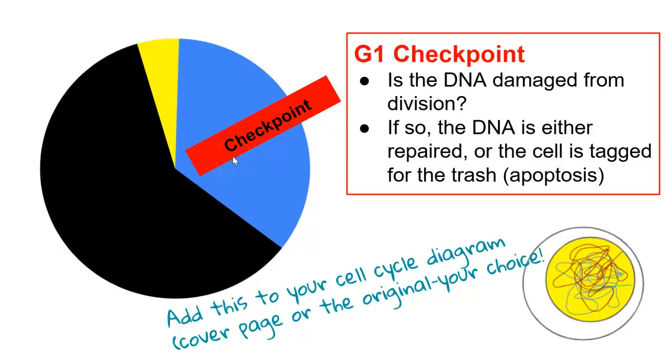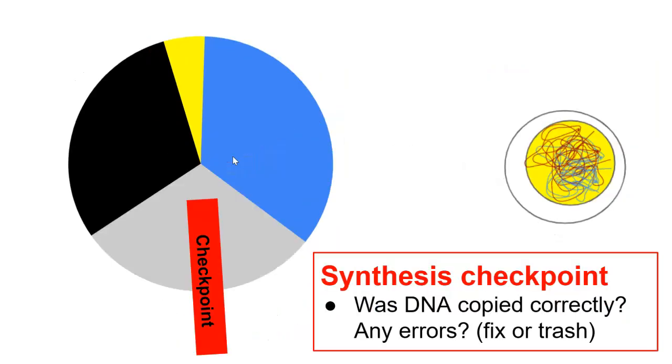Okay, so let's look at the next one. There's a synthesis checkpoint protein. If you can remember what happened in G1, right? We had a lot of growth and the DNA was unraveled. And then in synthesis, we're copying the DNA. So the checkpoint protein is probably checking the work of synthesis, right? Was DNA copied correctly? Were there any errors?